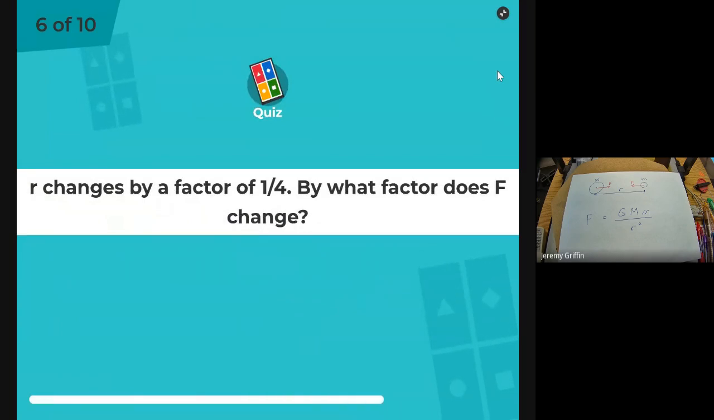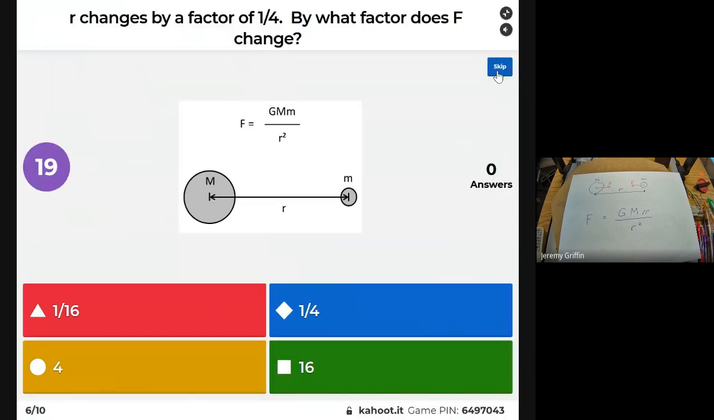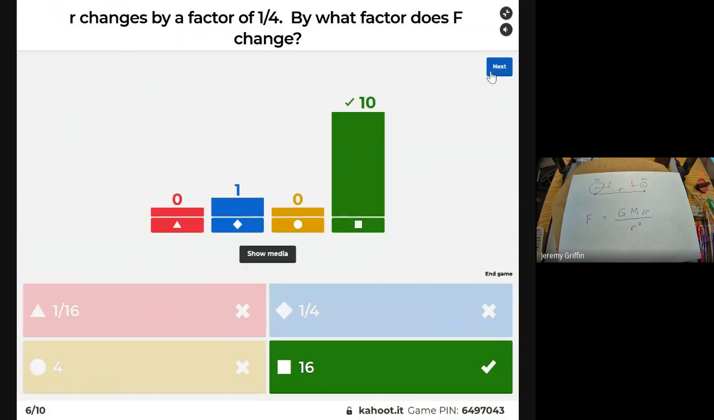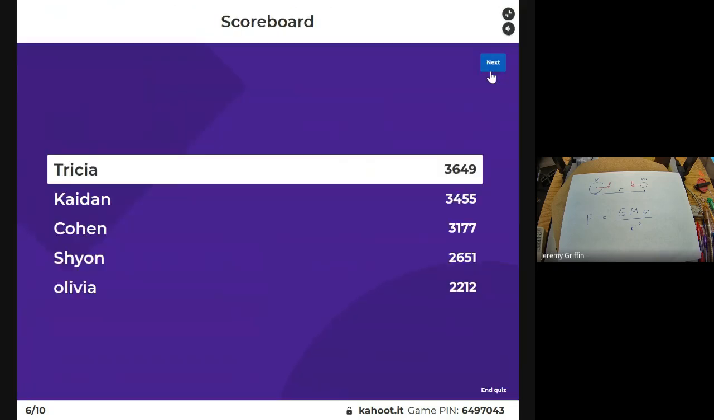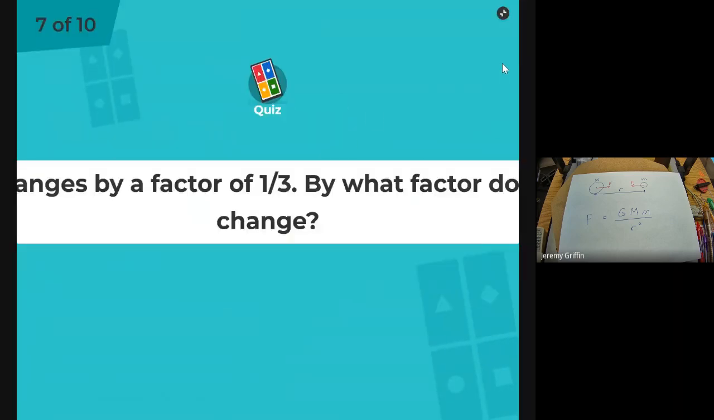What if you did exactly the opposite thing? You cut your distance into a quarter. Okay, so let's see. 1/4 squared, that would be 1/16, but that's in the denominator. So what's 1 divided by a 16th? 16, right? Doesn't the force get stronger because you're getting closer? Oh, look at you guys go. Got Tricia, Kaden, Cohen, Cheyenne, and Olivia.